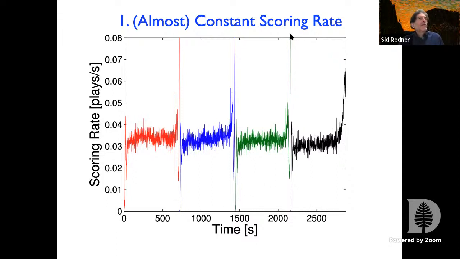So the scoring rate at the very beginning is 0. The scoring rate at the very end of a quarter or a half is large, because if you score a last second basket, that corresponds to a large scoring rate in that last 1 second. So, one should throw away the first 1 second and the last 1 second, and the rest of the data looks fairly constant. So that is conclusion number 1. There's a fairly constant rate of scoring throughout the game.